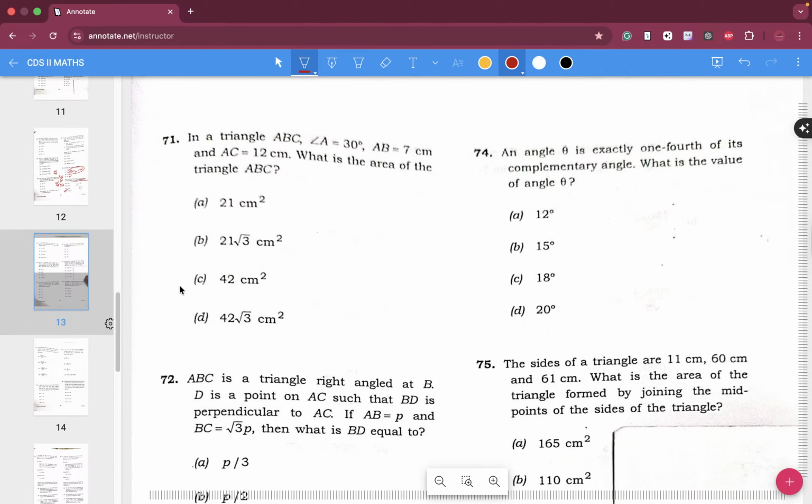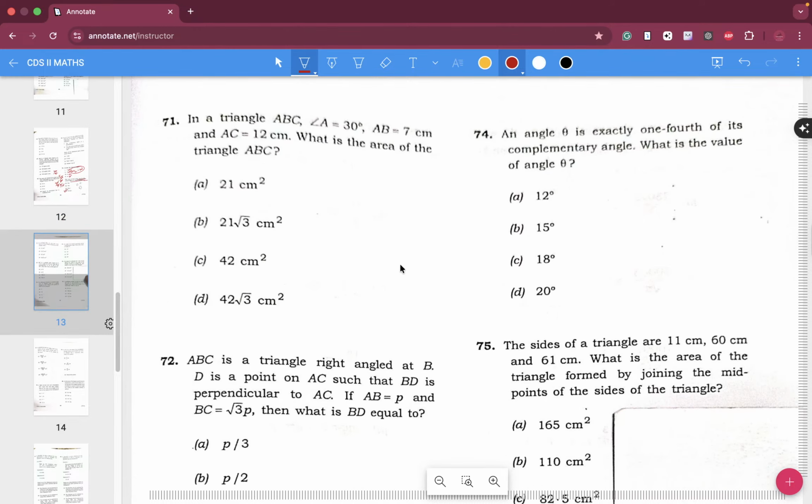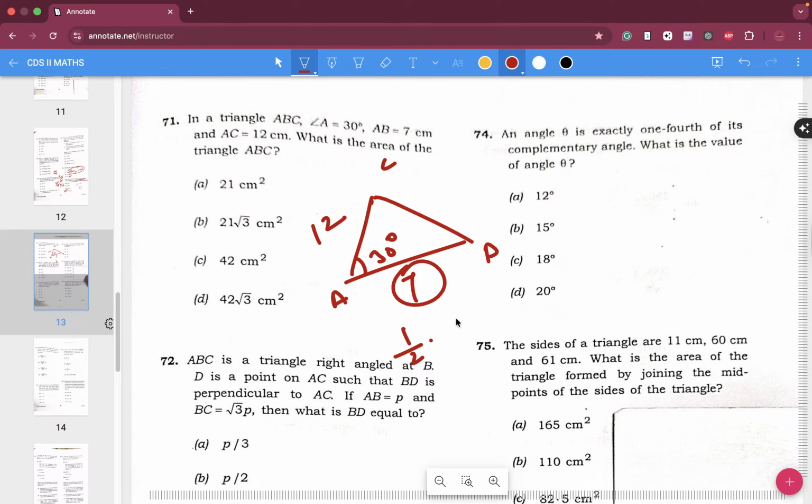Now let's look at this question. In a triangle ABC, angle A is 30 degrees, AB is 7 centimeters, AC is 12 centimeters. What is the area? You know the area of a triangle is half into AB into AC into what? Sin theta or cos theta? Half AB AC sin theta.